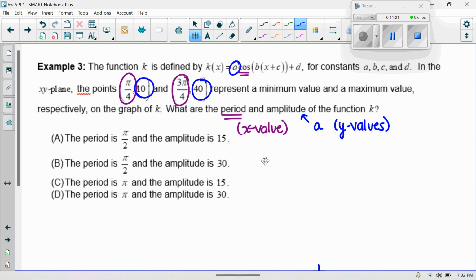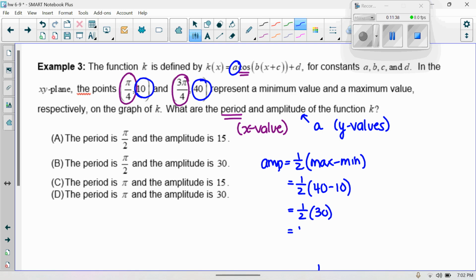So my amplitude is equal to half the maximum minus the minimum. So 1/2 of 40 minus 10, 1/2 of 30. My amplitude has to be 15. So choice B and choice D are automatically out. Now I need to work with the period.